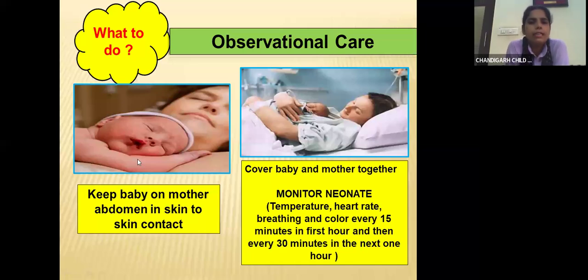So we'll discuss the observational care. In this care, keep the baby on the mother's abdomen in skin-to-skin contact and cover the baby and mother together. Monitor neonatal temperature, heart rate, breathing and color every 15 minutes in the first hour of delivery and every 30 minutes in the next hour of delivery.